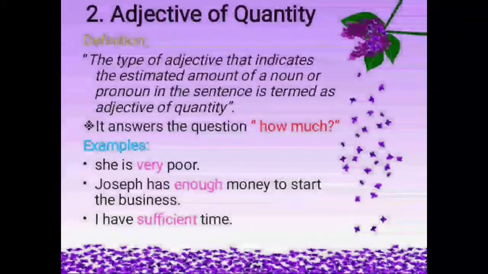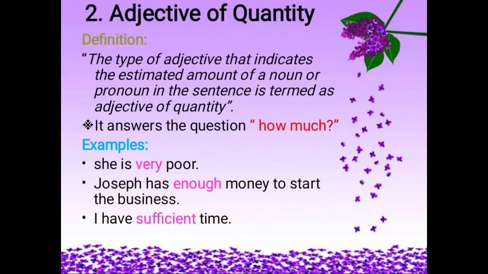And the second one is adjective of quantity. The type of adjective that indicates the estimated amount of a noun or pronoun in the sentence is termed as adjective of quantity. It answers the question how much. She is very poor. Now here very is what? Adjective of quantity. Joseph has enough money to start the business. Now enough, we have already known by its definition that we talk about quantity. So enough is what? It is an adjective of quantity. I have sufficient time. Sufficient is what?